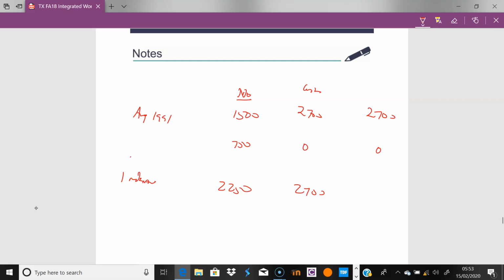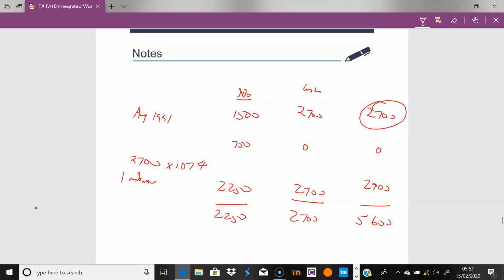So we have the 2,700, this cost here, times 1.074, which is 2,900. So we have here a cost of 2,700, and we have here an index cost of adding the two things together, which is 5,600. 2250. So what are we doing? We dispose of everything, get rid of that, get rid of that, get rid of that, and we're selling everything in effect for sale.